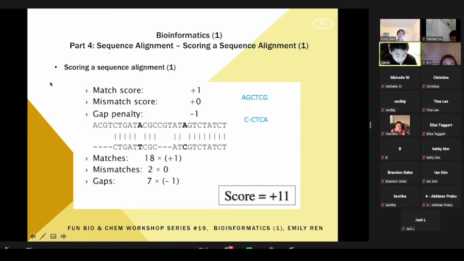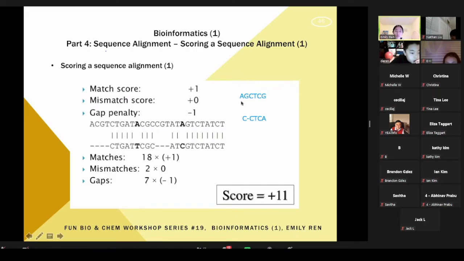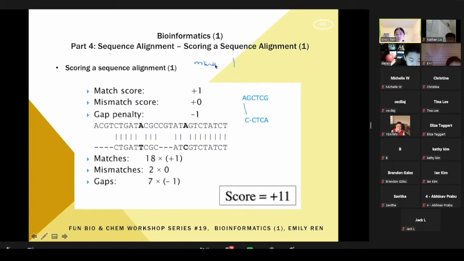I'll give you guys 10 more seconds to answer before I go over it. What's the score of this sequence alignment? If we use this scoring matrix here. So, first of all, we compare A with C. That's not a match. A and C, that's not a match, so we use the mismatch score. So here we have a mismatch of 1. Sorry if it's messy.